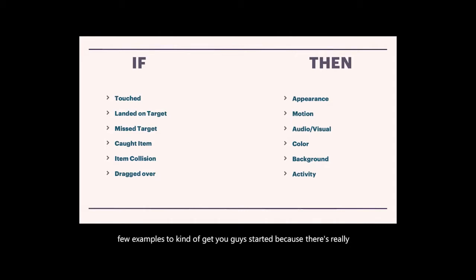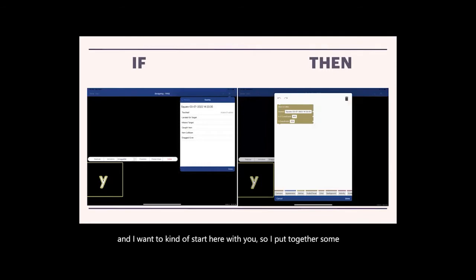And I want to start here with you. So I put together some examples. On the left, we have if the letter Y. So I've touched the letter Y, I went into properties, and then at the bottom, there will be a button that says events. And when you do that, you're getting all of your if statements. Okay. So if touched, and when I select that, this next box will pop up. And then this is where I select my then task, right?